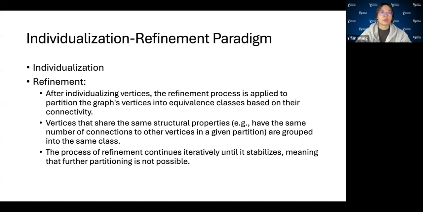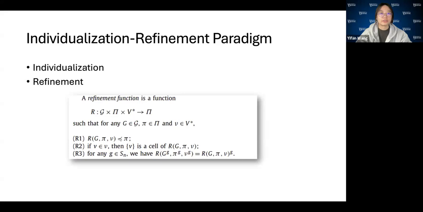The meaning of an equitable partition is that for any two vertices in the same cell of the partition, the number of neighbors they have in any other cell must be the same. So here is the formal definition of the refinement. A refinement is a function that outputs an equitable partition. It will take a colored graph and a sequence of nodes as the input. For the nodes in the sequence, each itself must be one cell in the returned partition. And also, this function is invariant for any permutation.